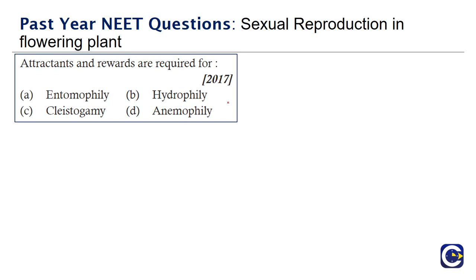Attractants and rewards are required for entomophily, hydrophily, cleistogamy and anemophily. So let's discuss the solution. Entomophily is the use of insects, birds or even small mammals, reptiles for pollination. Hydrophily is the use of water for pollination. Cleistogamy, in which the flower does not open, there is self-pollination in the same flower. Anemophily is the use of wind.